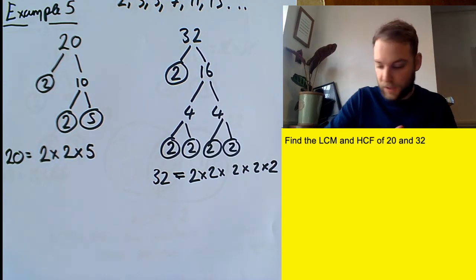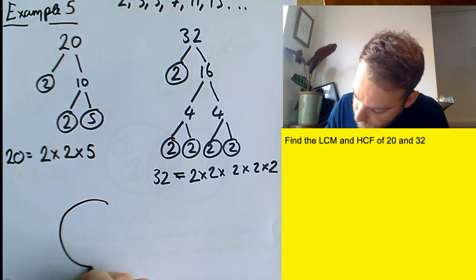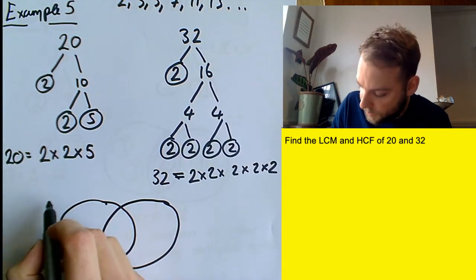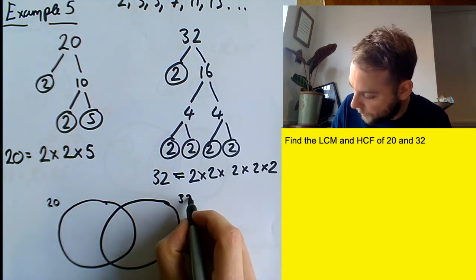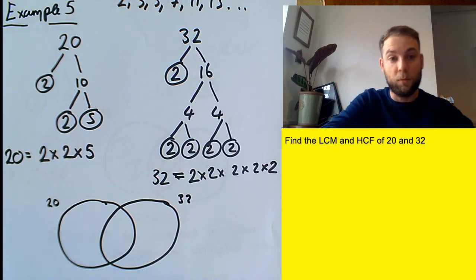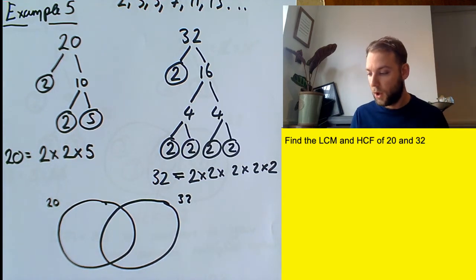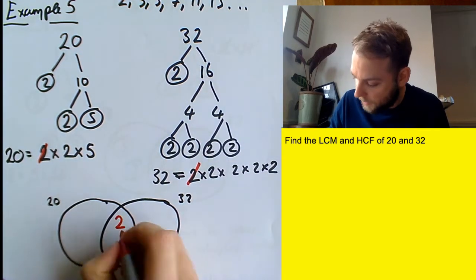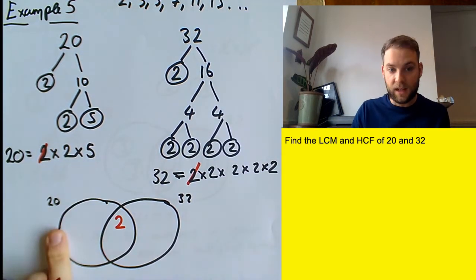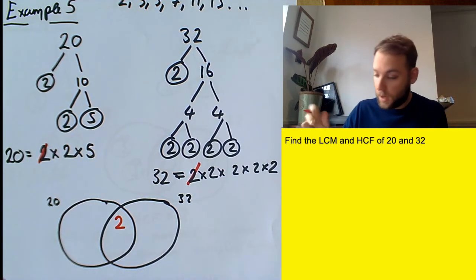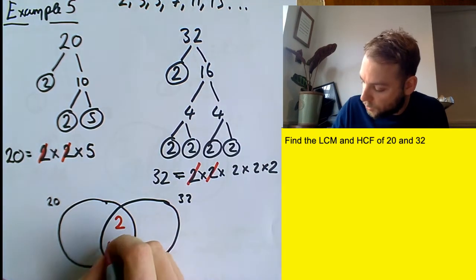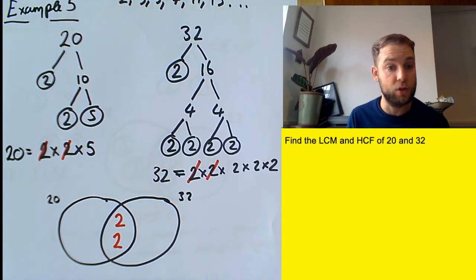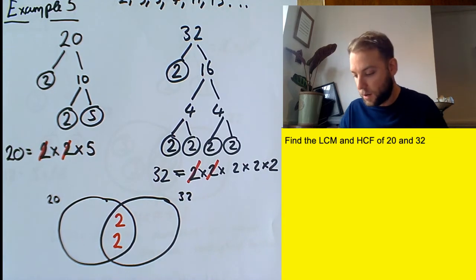Next part is I need to draw my Venn diagram. So here's my Venn diagram. This one here is for 20, this one here is for 32. So the first thing I need to do is see what numbers are in both of these numbers. Well, first of all, I can see there's a 2 in both of these. So let's cross off one of those 2's and put it in the middle. So that means it's in 20 and it's in 32. There's also another 2 in there. So I cross that off and put it in the middle there. Is there anything else which is in both of these? No, there's not.